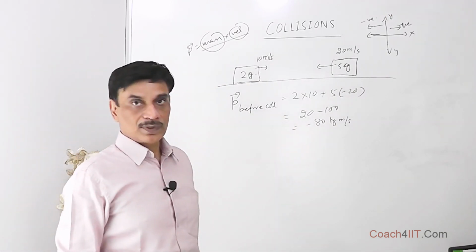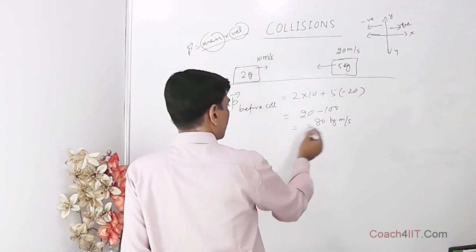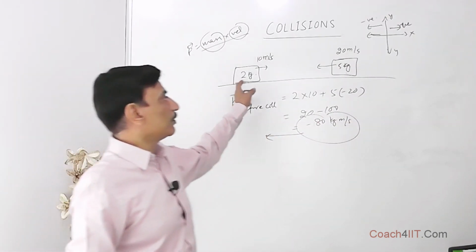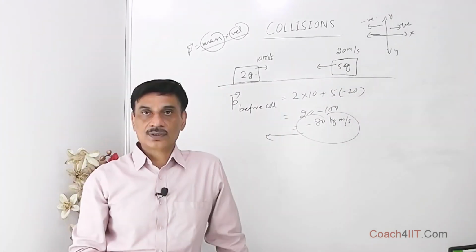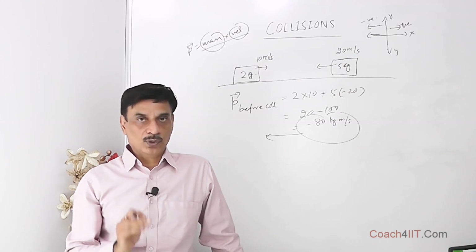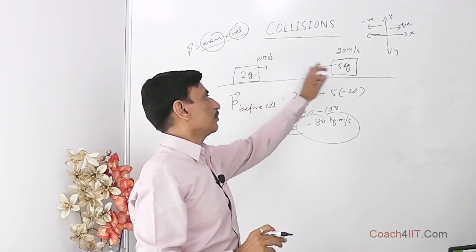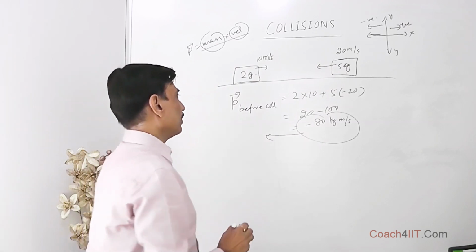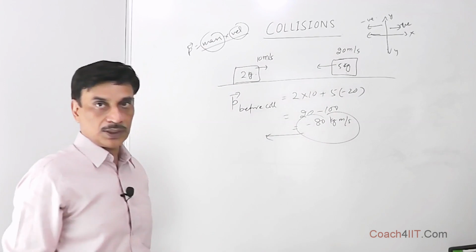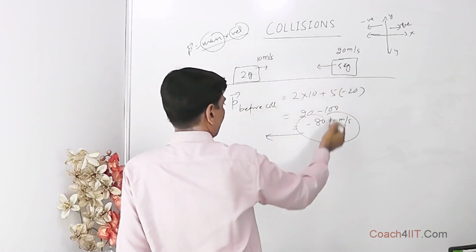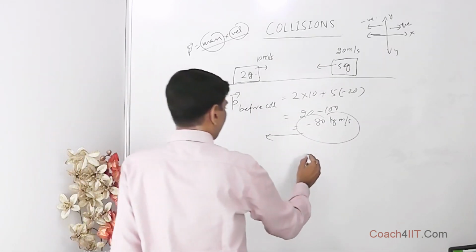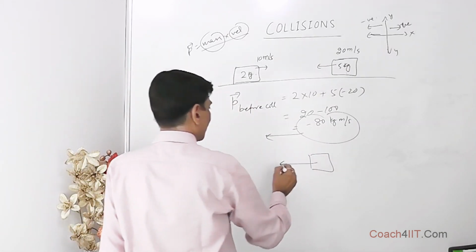It comes out negative. It means initially the net momentum, the sum of these momenta, is in this direction. There is no external force applied on the system, so the momentum of this system is conserved. It means the initial momentum, that is the momentum before the collision, should be equal to the momentum after the collision. Initial momentum of this and this is coming out negative, so the net momentum is in this direction. So finally also the momentum should be in this direction.